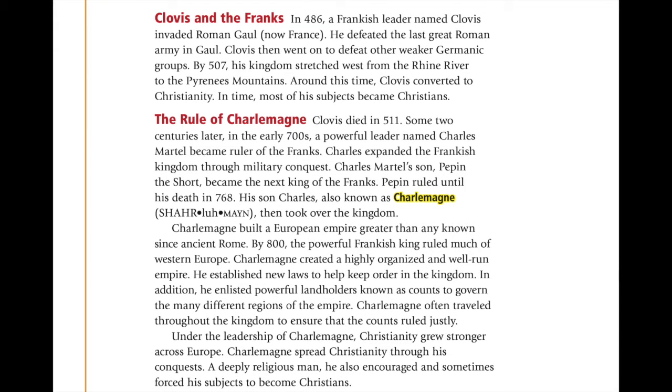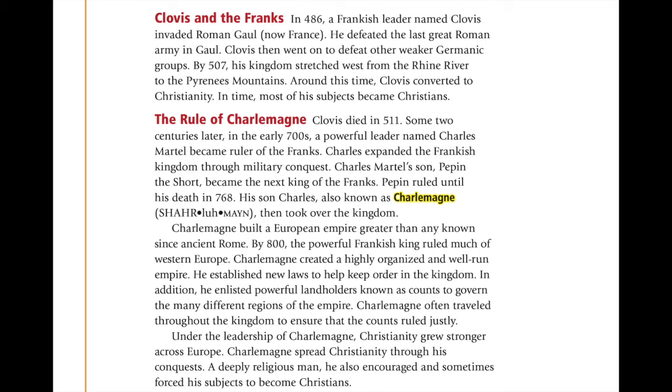Clovis and the Franks. In 486, a Frankish leader named Clovis invaded Roman Gaul, now France. He defeated the last great Roman army in Gaul. Clovis then went on to defeat other weaker Germanic groups. By 507, his kingdom stretched west from the Rhine River to the Pyrenees Mountains. Around this time, Clovis converted to Christianity. In time, most of his subjects became Christians.